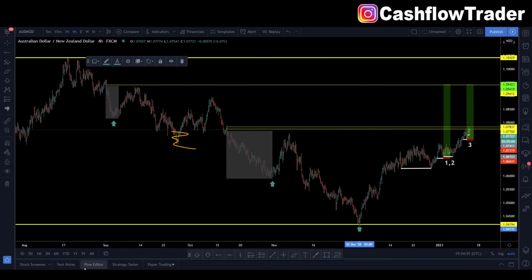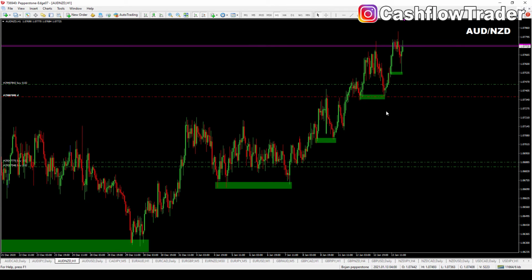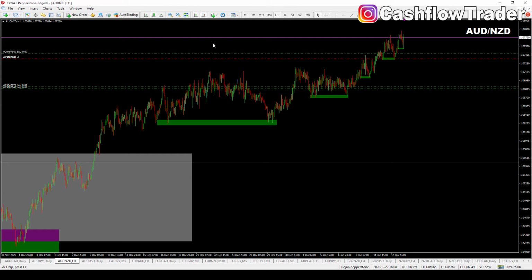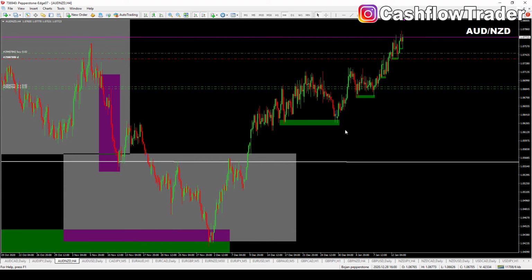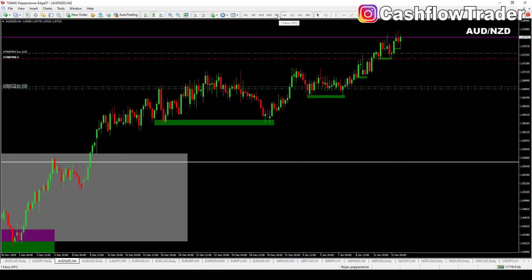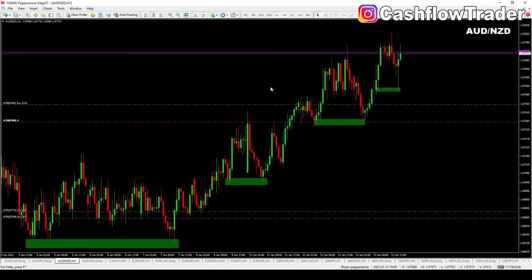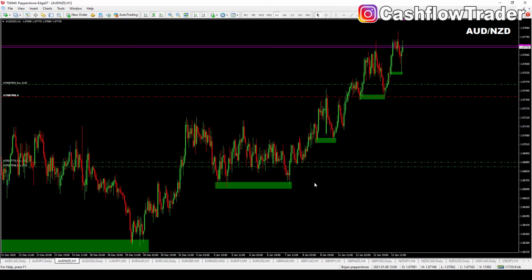Let me take you to MetaTrader. You can see what we're looking at. So what happened here, let's go to 4 hours. So let's go to 1 hour. Yeah, so the initial trade was made around these levels. The stop loss was below here, so that's the initial trade.